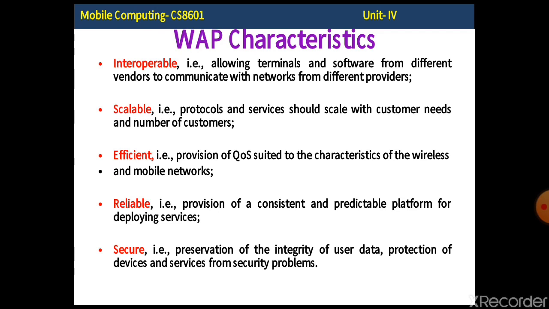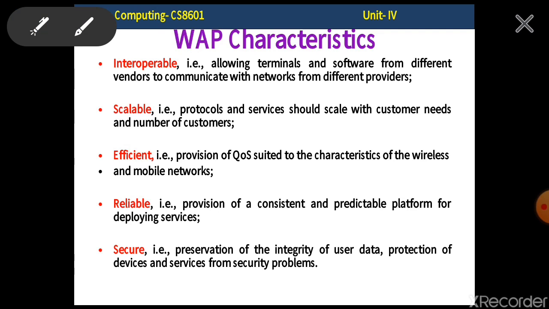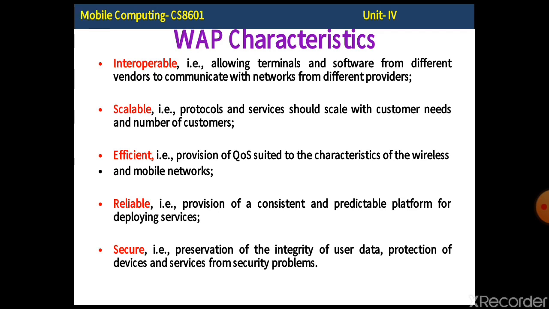So it provides the well-suited quality of services so that wireless and mobile network can have efficient data communication, and it is reliable. So reliable means it provides the consistency, and we can design the services in platform, so that deploying all the services in a very reliable way. Finally, security is a very important aspect of web. So it is used for preservation of integrity of the user data, protection of all the wireless devices and services from the security problems and cyber threats.